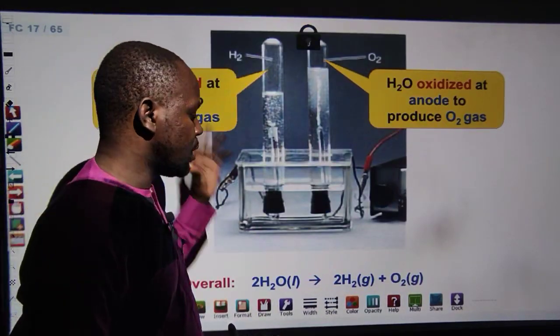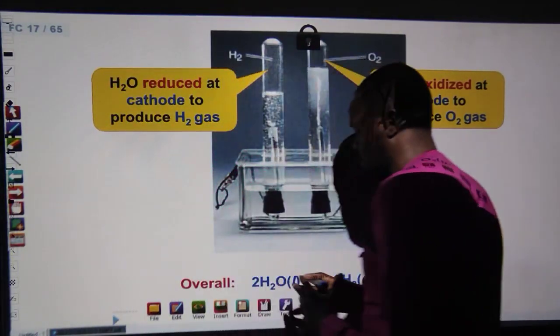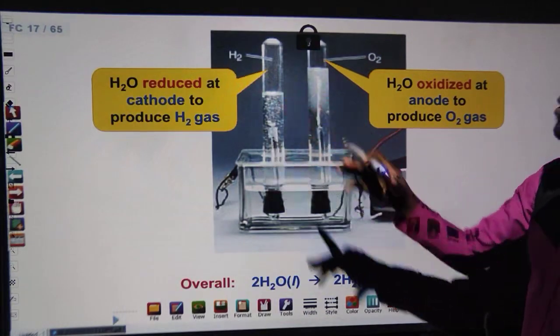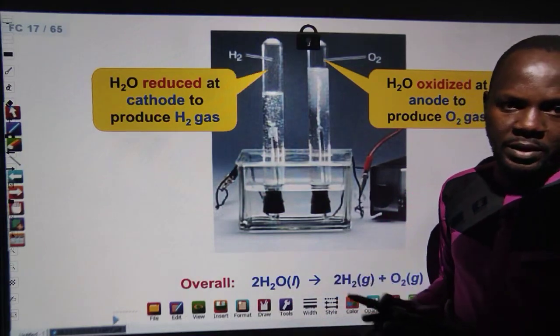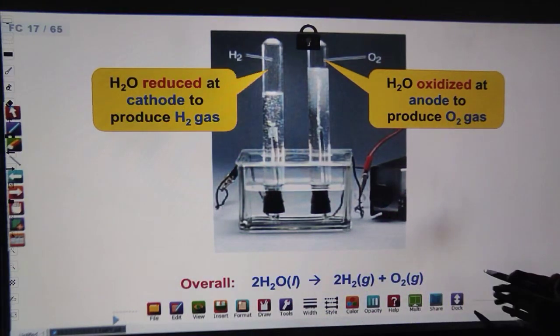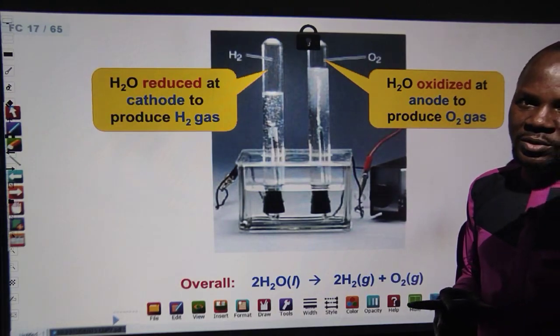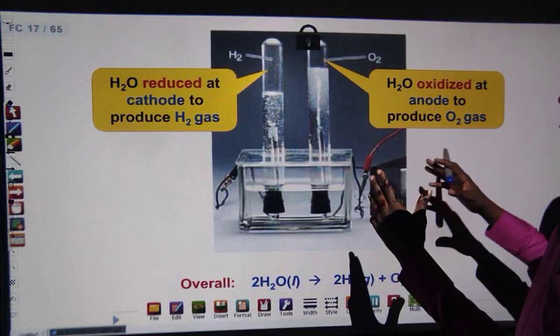Now, look at this. This is a setup of how this guy is being electrolyzed and how we have these two reactions. You can see water is reduced at the cathode to produce hydrogen gas, simple method, and water is oxidized at the anode to produce oxygen gas. We talk about hydrogen and oxygen being liberated. And this is the type of setup.